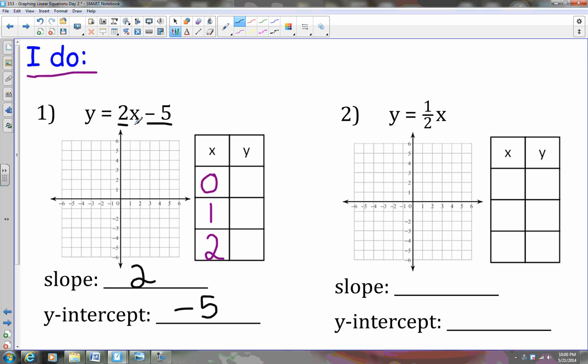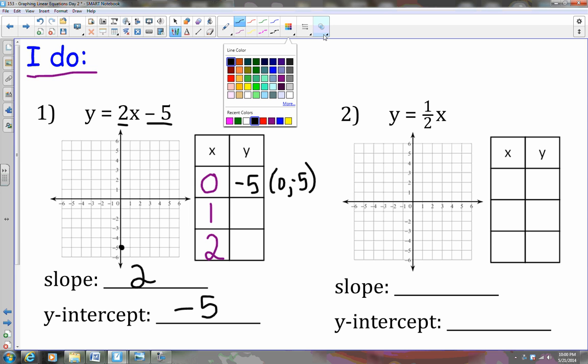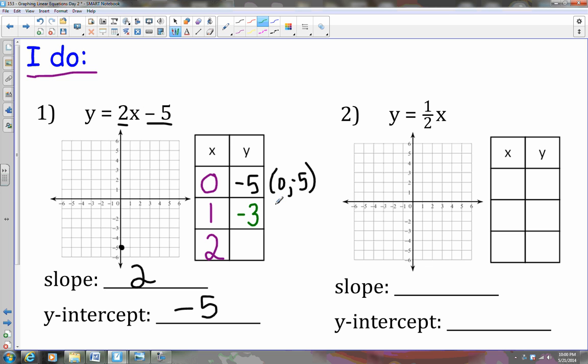If I put 0 in here for x, 2 times 0 is 0, minus 5 is negative 5. So I'm going to go ahead and graph that point, 0, negative 5. My next point is 1. So I take 2 times 1 is 2, and 2 minus 5 is negative 3. So next I'm going to graph that point, 1, negative 3.